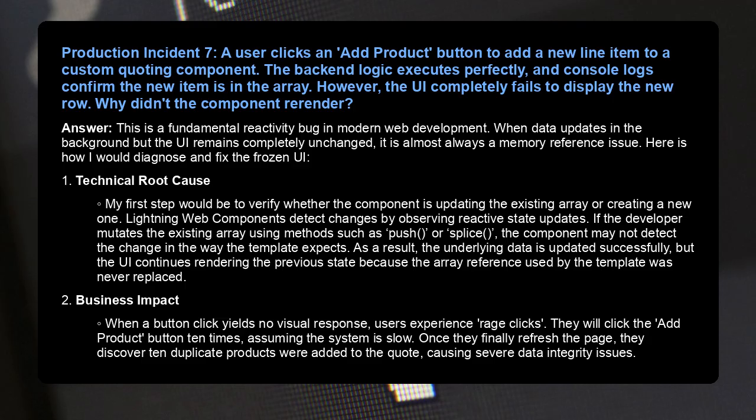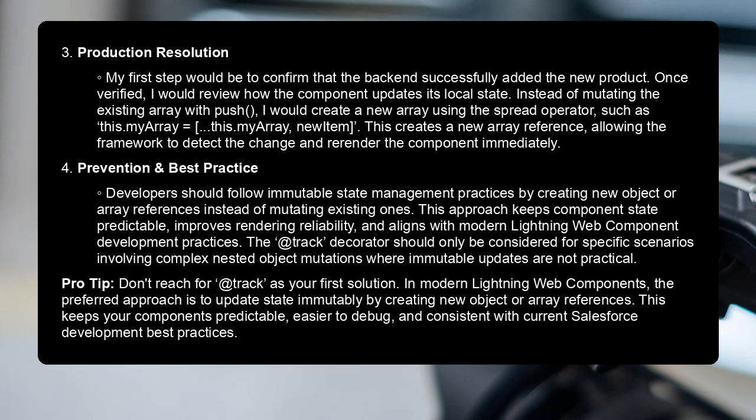2. Business impact. When a button click yields no visual response, users experience rage clicks. They will click the Add Product button 10 times, assuming the system is slow. Once they finally refresh the page, they discover 10 duplicate products were added to the quote, causing severe data integrity issues. 3. Production resolution. My first step would be to confirm that the backend successfully added the new product.